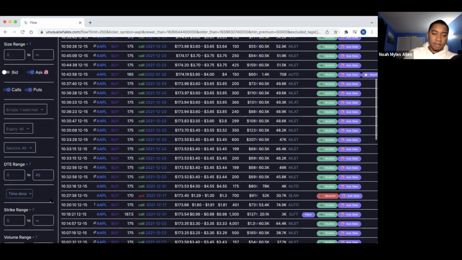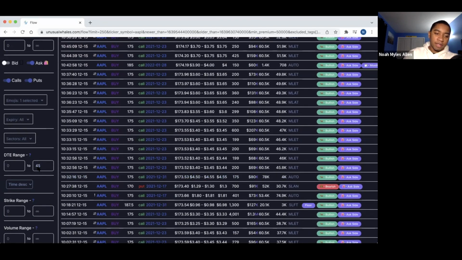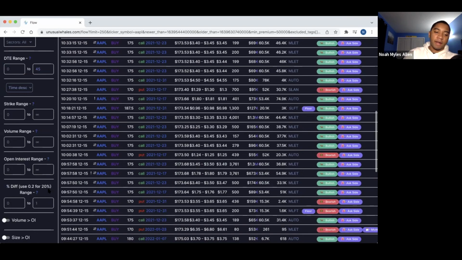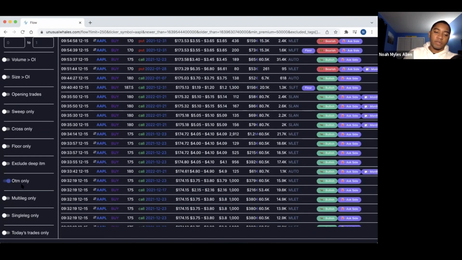I want people who are aggressively betting on these options. Calls and puts both selected. Maximum days to expiration 45. And then I'll have also out of the money only selected, just so I know that I'm getting trades where people are expecting the stock to move.